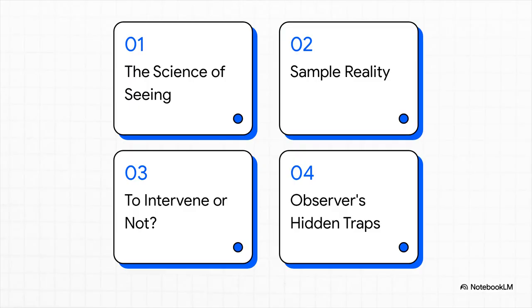To get us there, I've got a 4-part field guide for you. First up, we'll cover the basics of what it means to see like a scientist. Then we'll look at how scientists cleverly sample reality, because you can't see everything at once. After that, we'll tackle the big question, to intervene or not? And finally, we'll uncover the hidden mental traps that can fool even the sharpest observers.